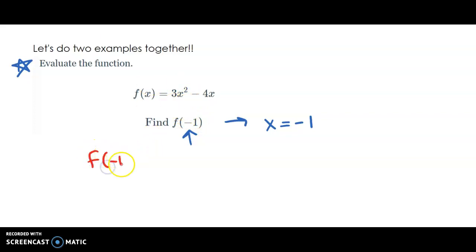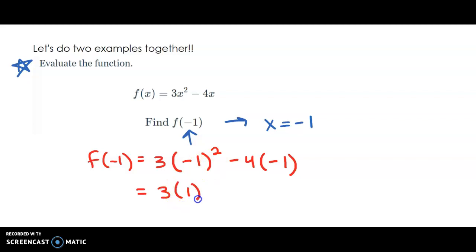So f of -1 is equal to 3. Oh, I see an x, so I'm going to replace it with -1 squared minus 4, and there's another x, times -1. And when I evaluate that, I get 3 times -1 squared. That's going to give me a positive 1. -4 times -1, that's going to be a positive 4. And so my final answer for f of -1 is 3 times 1, which is just 3, plus 4 is 7. And sweet, I think we are feeling pretty confident about something like that.